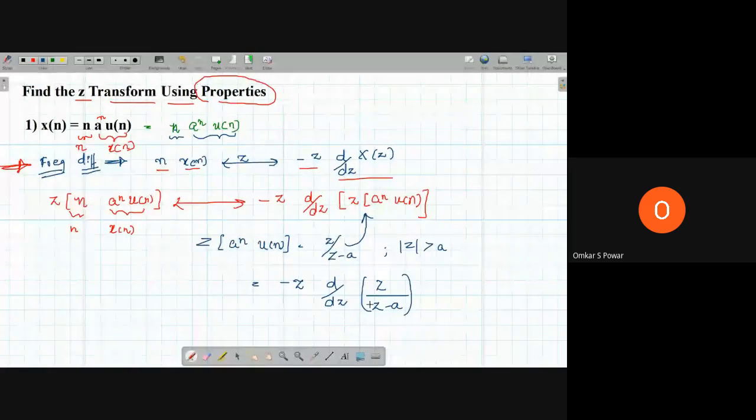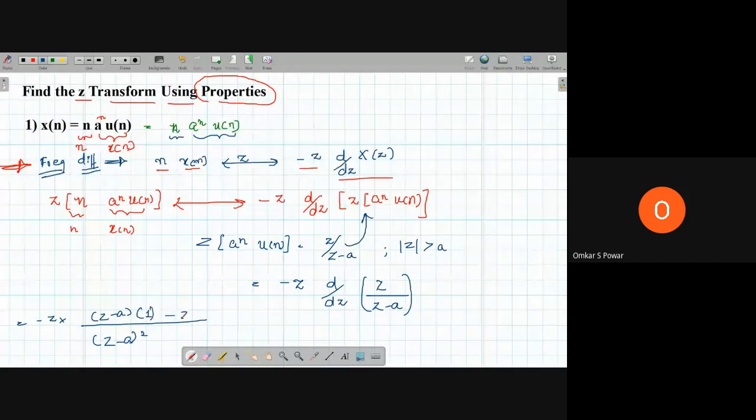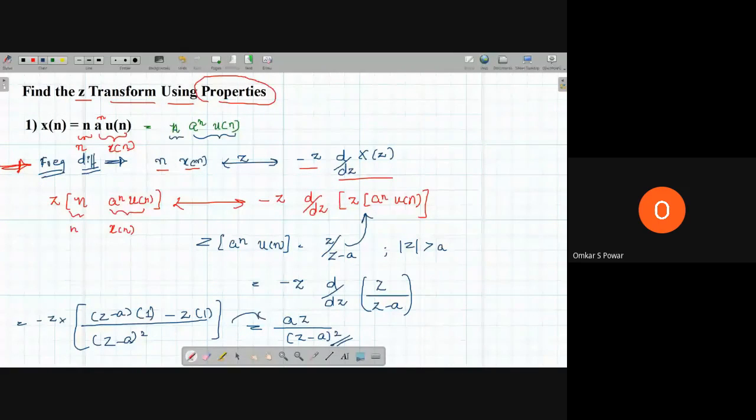How can we differentiate numerator by denominator? Minus z, denominator the whole square, denominator into differentiation of numerator minus numerator into differentiation of the denominator. You further simplify this. You should arrive at az divided by z minus a the whole square. That is for you to simplify, to bring this into this form. Those things you have to do. Provided mod z is greater than a. That is from this condition.